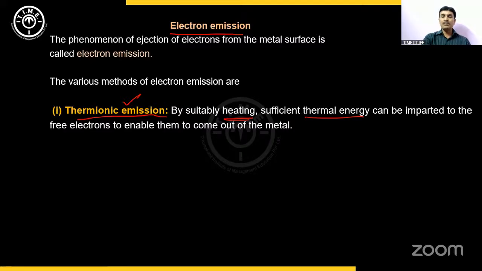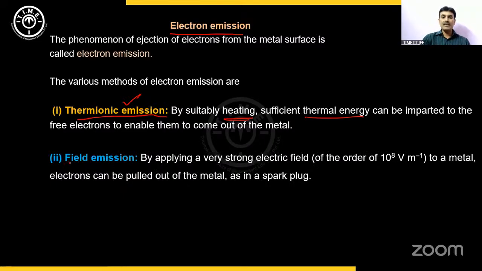Another one is by applying a strong electric field. That method is called field emission. Field emission is the process of releasing electrons from a metal surface when a very strong electric field, in the order of 10 power 8 volt per meter, is applied. When such fields are applied to a metal, the electrons can be pulled out of the metal. Especially in spark plugs in automobiles, the same thing happens. That process is field emission.